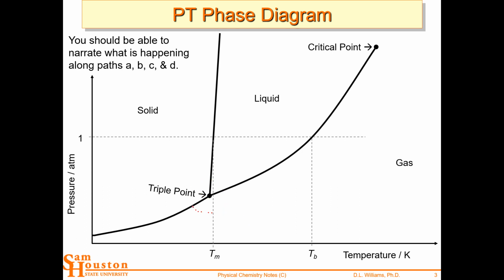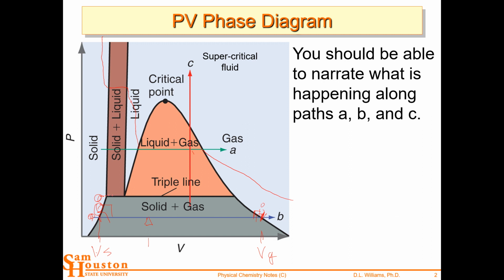And this triple point here is just three phases in equilibrium. You have solid, liquid, and gas in equilibrium at that triple point. On the PV plot, that's this line right there. So you've got solid in equilibrium with liquid and in equilibrium with gas. And so you've got three substances in there. You've got solid, which has this molar volume, liquid has that molar volume, and gas has that molar volume.